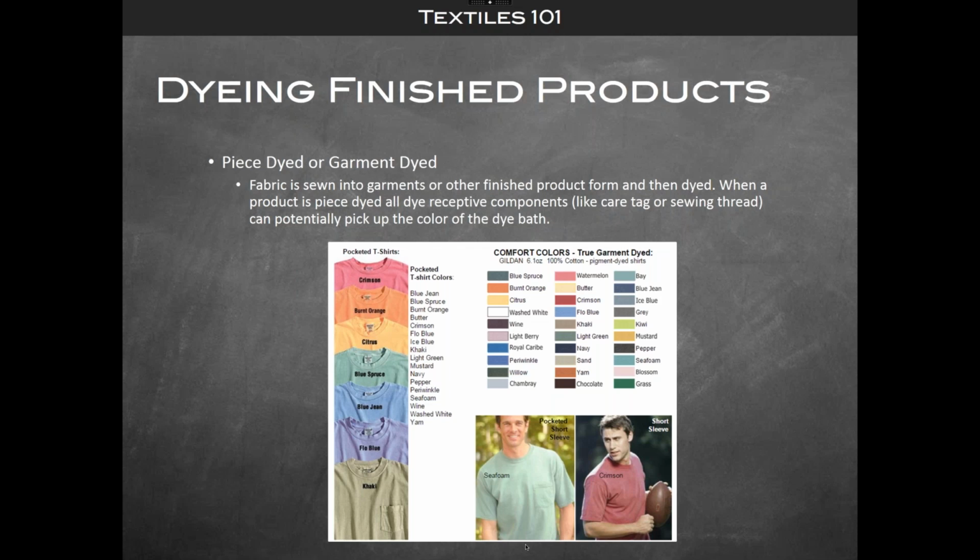So when a product is piece dyed, all of the dye receptive components in that element, like the care tag or the sewing thread, can potentially pick up the color of the dye bath. So you can see in this example here of men's t-shirts that even the care tag in each of the t-shirts has been dyed that color. This is an example of true garment dyeing or piece dyeing.